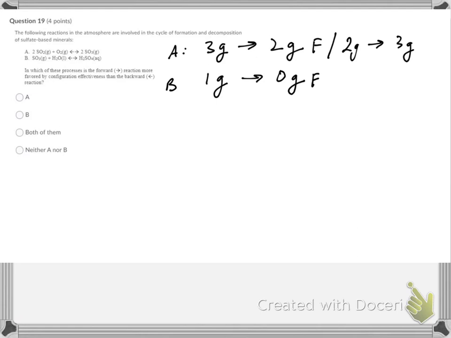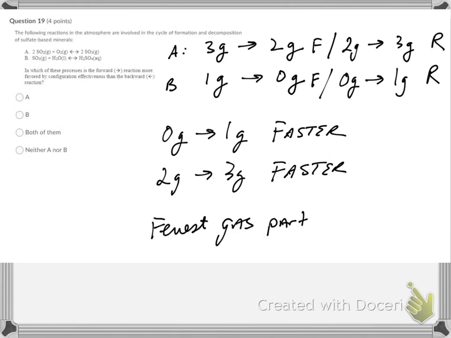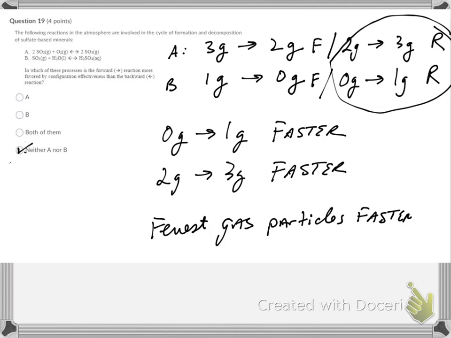In the reverse direction, we'd have 2 gas particles making 3 gas particles in A, and in B, we'd have 0 gas particles making 1 gas particle. So what we see is, in both cases, the reverse direction is going to be faster because there are fewer gas particles making more gas particles. The fewest gas particles are always going to react faster. They're always going to be the ones that are favored by configuration effectiveness, meaning faster. So the answer is neither, since the reverse direction is going faster in both cases.